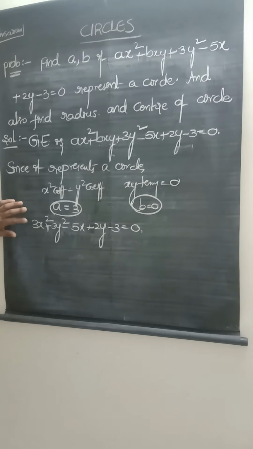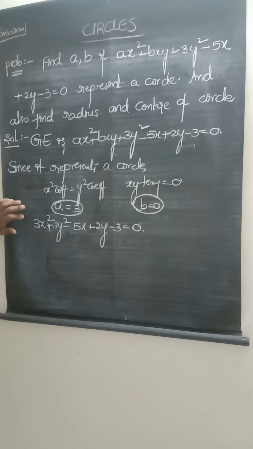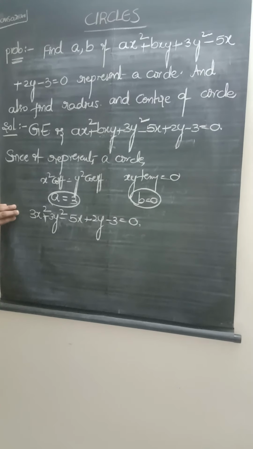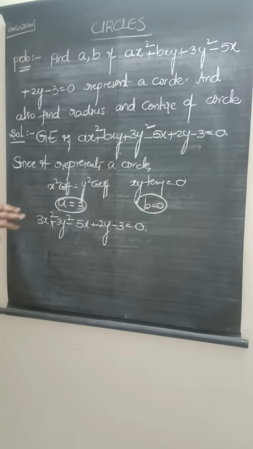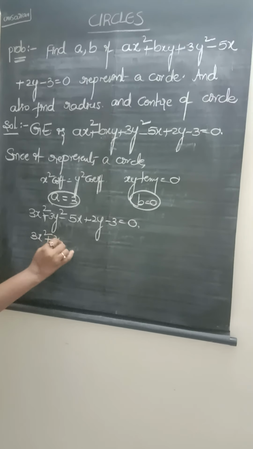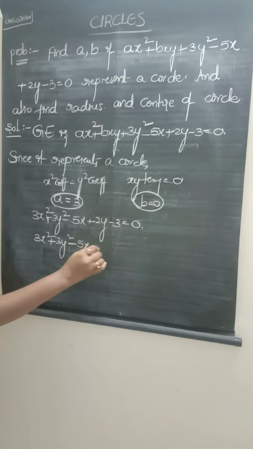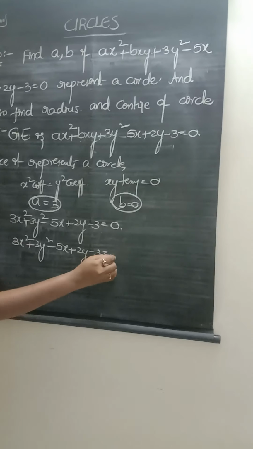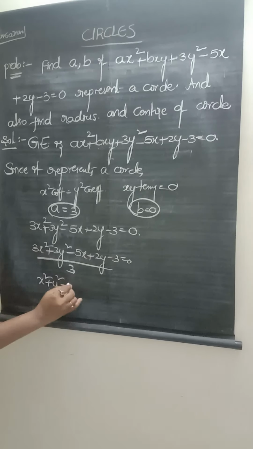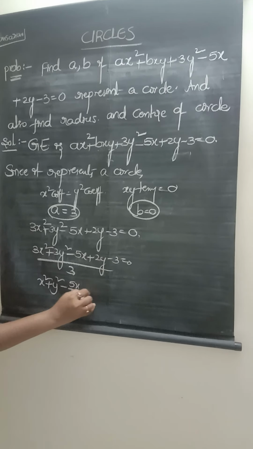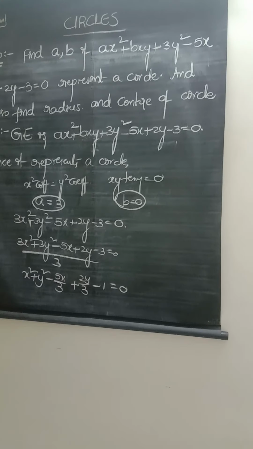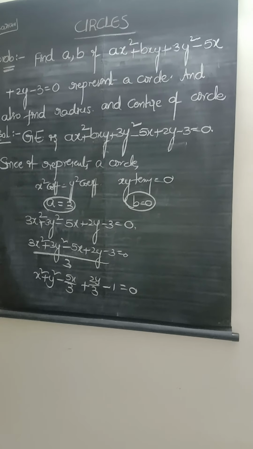Now also find the radius and center of this circle. To find the center and radius, first we have to convert this equation into standard form, that is, divide the total equation by 3. 3x² + 3y² - 5x + 2y - 3 = 0 divided by 3 gives x² + y² - 5x/3 + 2y/3 - 3/3, that is, minus 1, equal to 0.